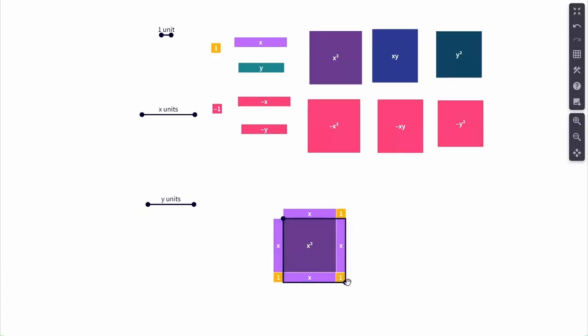It gives us x squared plus 2x plus 1. We saw that once before.